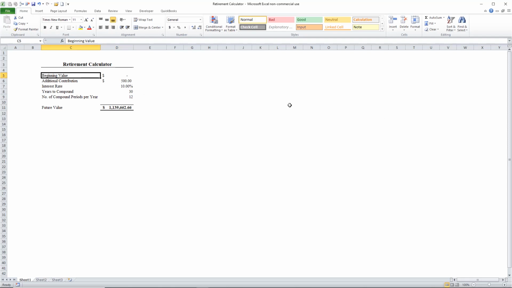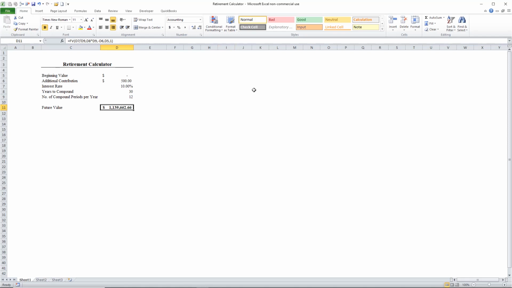You're going to want a cell for your beginning value, any additional contributions that you're going to make monthly or yearly, the interest rate that you expect to make compounded year over year during your time of investing in the market, how many years you have to compound, and the number of compound periods per year. So basically, you can either do one time a year or one per month for 12 months. And this will give you the outcome of your future value.